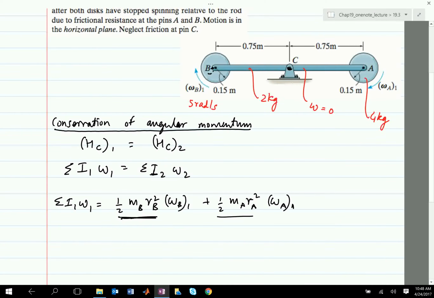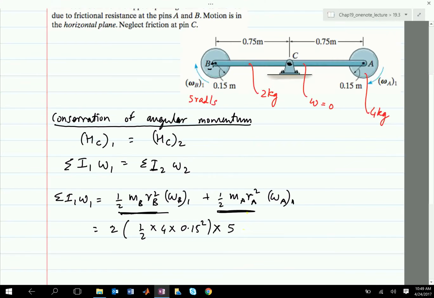Okay. So it turns out that the I omega is the same for both. So I could have in fact written twice of this. So it comes out to be 2 times half times 4, where 4 is the weight of the disk, times the radius square, so the radius is 0.15 squared, times the angular speed, which is 5. Okay, I don't have the answer here, but that's what you should get.